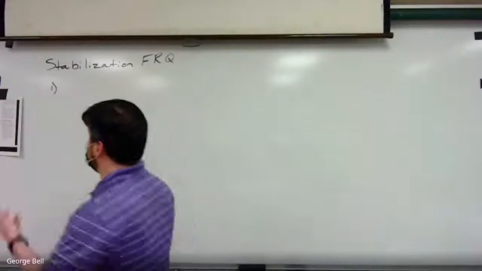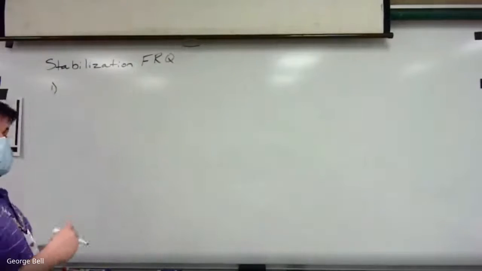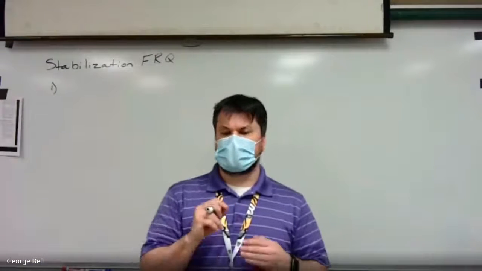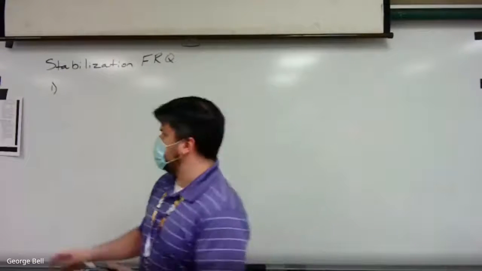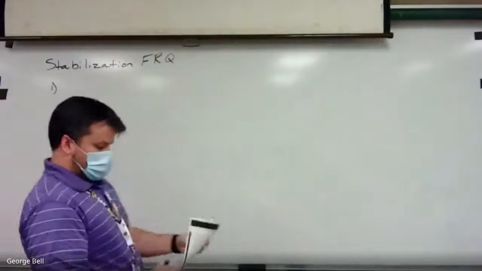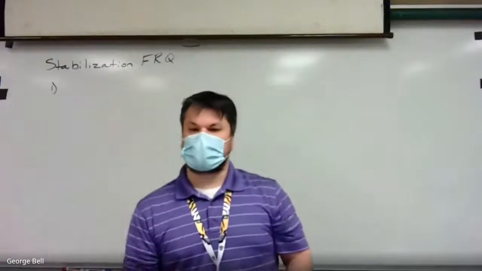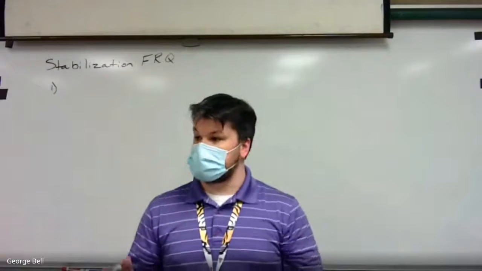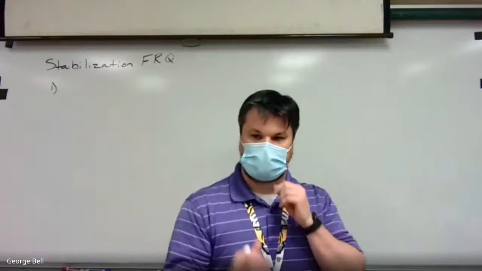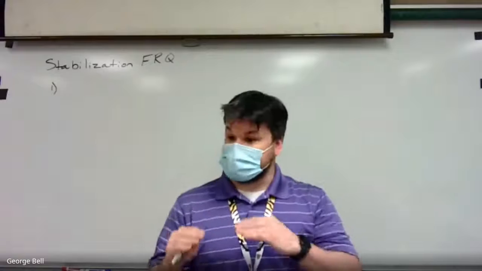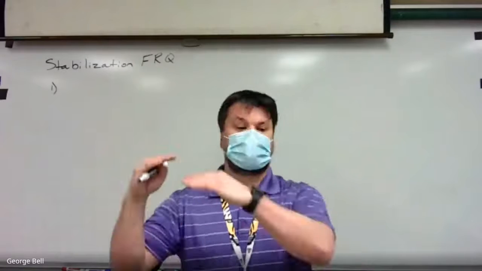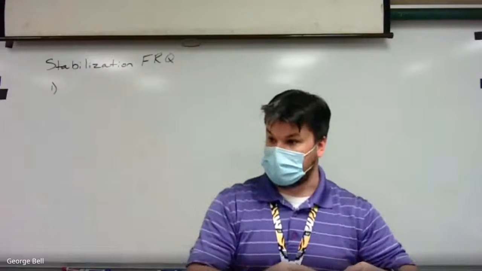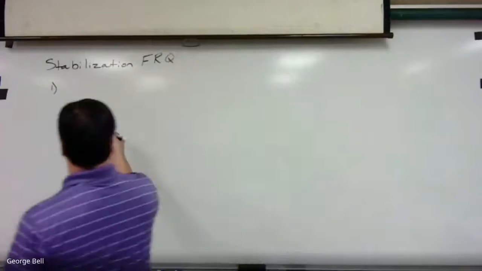So without further ado, let's take a look at this number 1. It says a country's in short-run equilibrium, and it currently has an unemployment rate above the natural rate of unemployment. And so if our unemployment rate is above the natural rate of unemployment, that means it's greater than 5%, because the natural rate of unemployment is 5%. Now, full employment is 95%, so if we're above the natural rate of unemployment at 6, 7, 8, that means we're below full employment. And now it wants us to draw what that looks like.